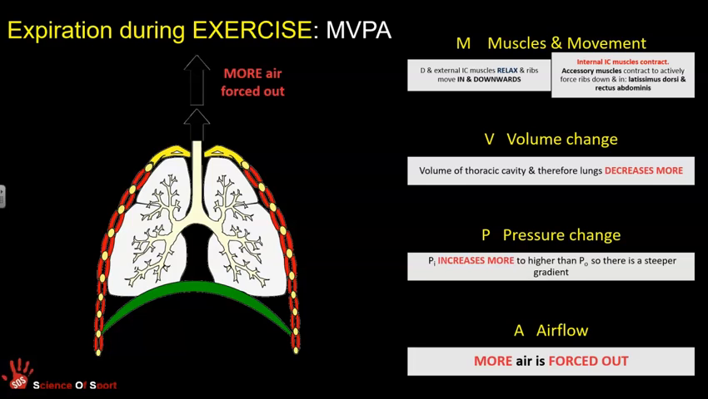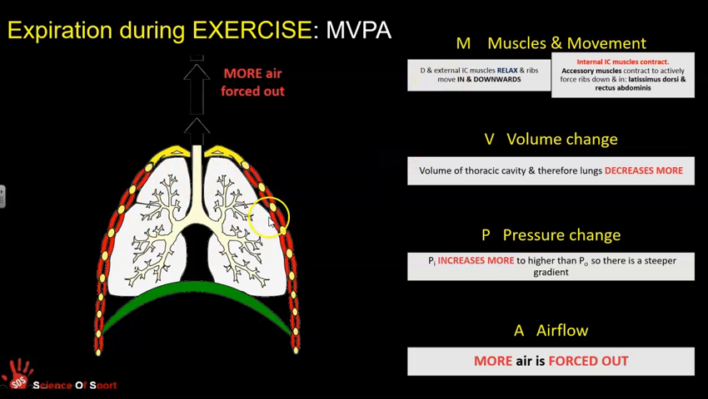We need to forcibly push the air out. We need to change that volume actively. We have muscles that contract to make that happen faster and more dramatically. Okay, so let's look at what happens. First of all, the diaphragm relaxes. So it was contracted to breathe in. It goes back to its dome-shaped position because it has to relax. That's the same as at rest.